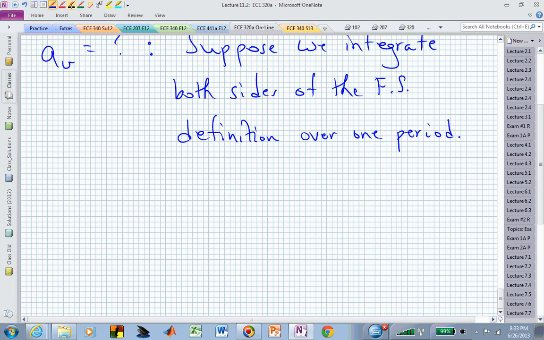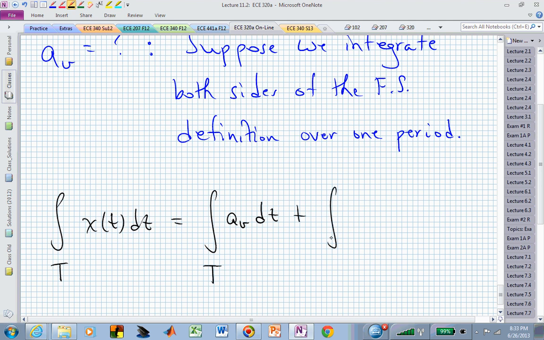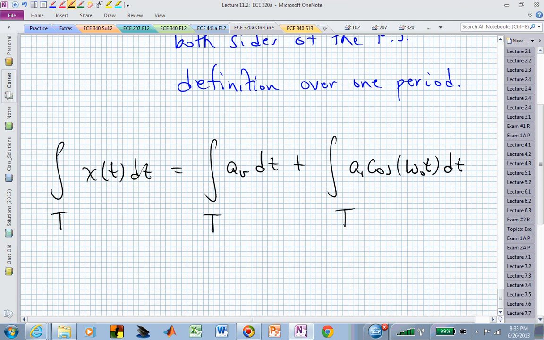Doing that, in terms of the left-hand side, we have this integral of x of t dt over 1 period T, and that's going to equal now this integral over the same period of A sub v dt plus, and I'm going to now expand out my summation. I have A sub 1 cosine of omega naught t dt over 1 period. And now all of these are on the right-hand side.